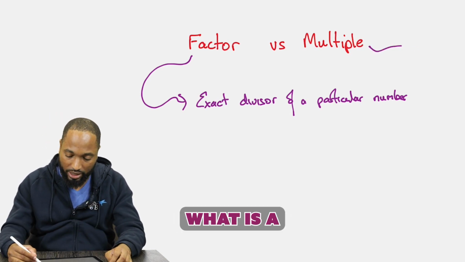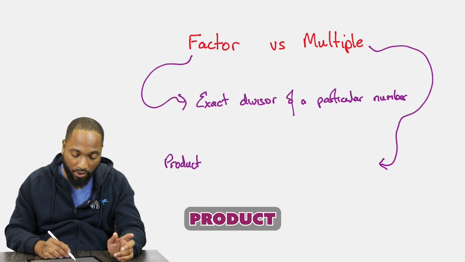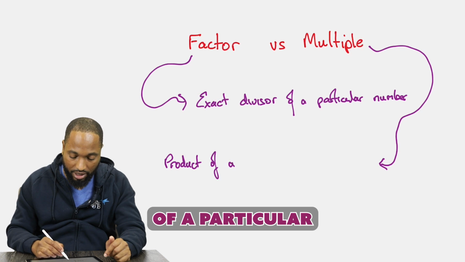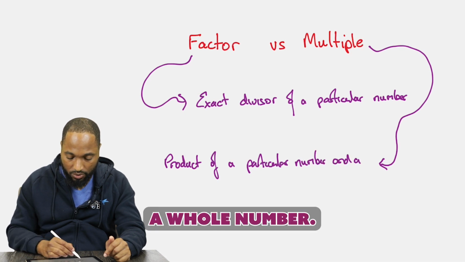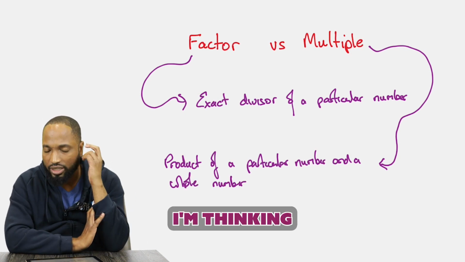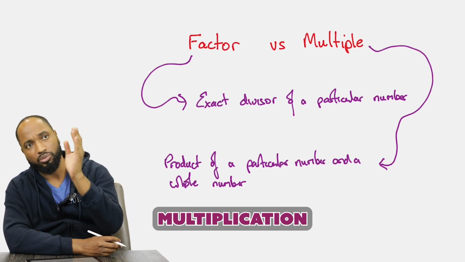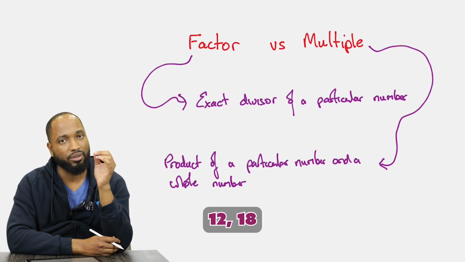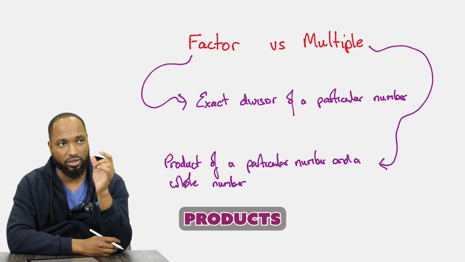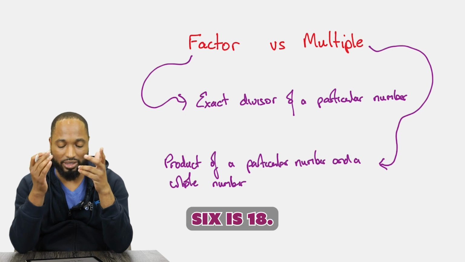What about a multiple? What is a multiple? A multiple is the resulting product of a particular number and a whole number. So when I'm thinking multiples, I should be thinking about the particular number's multiplication table. Like if I'm thinking 6, I should be thinking 6, 12, 18. Multiples are products of the number with a whole number. So 1 by 6 is 6, 2 by 6 is 12, 3 by 6 is 18.